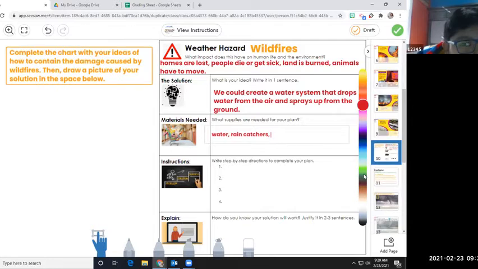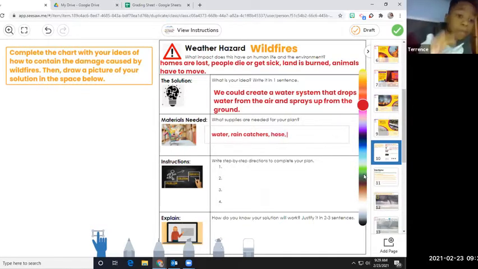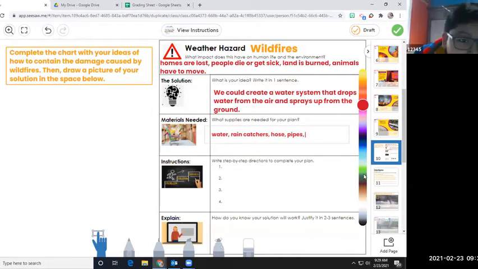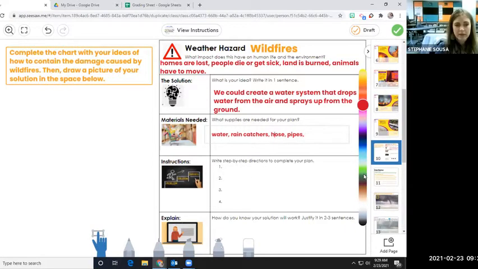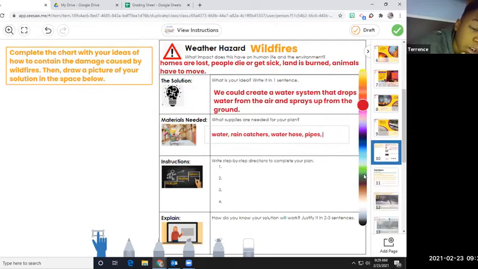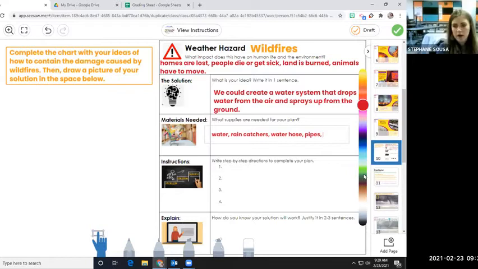A hole. Or we can make like a thick pipe and it could be curved. Good. We might need some hose, some water hose. We might need some pipe. So we'll need a water hose. We'll need barbed wire. Pipes. What will we need barbed wire for? So the animals don't come. Okay, so maybe some fencing to protect from animals. Yep.